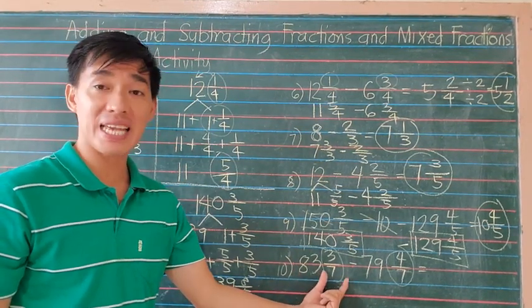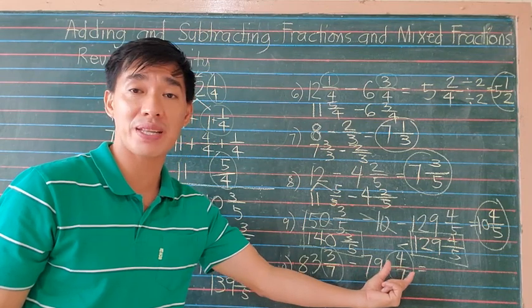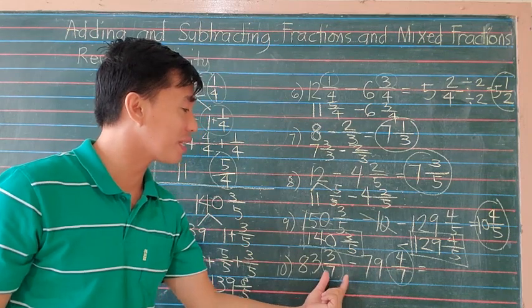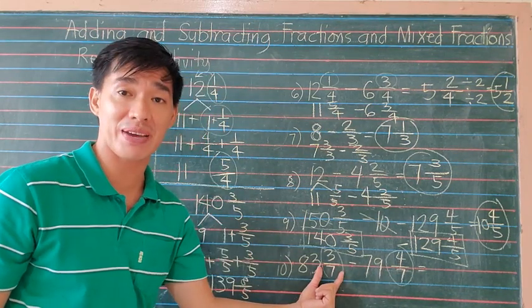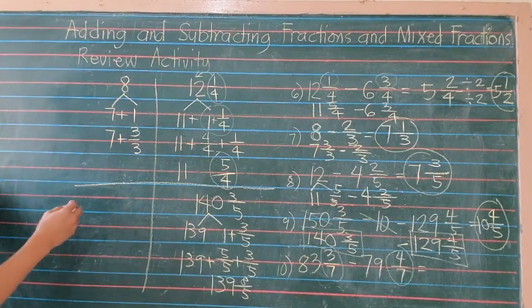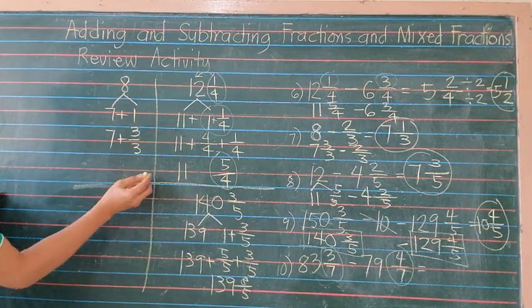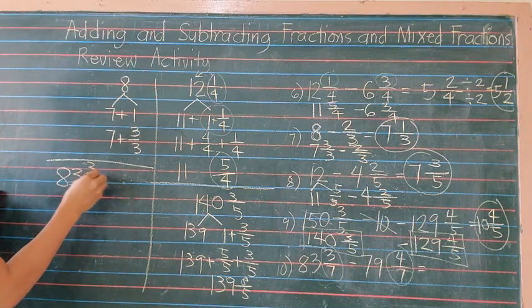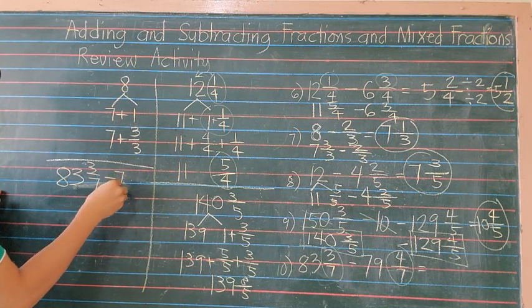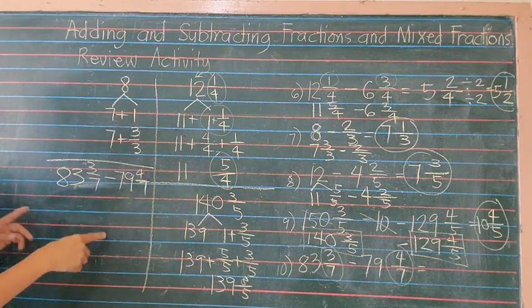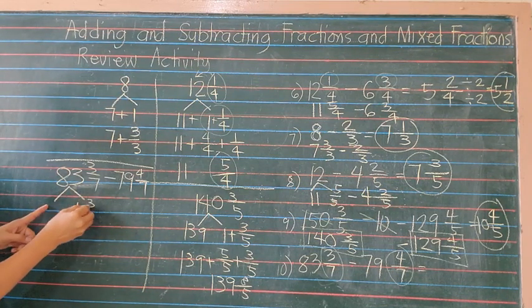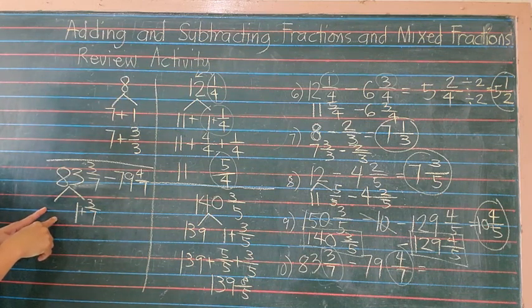That's 83 and 3/7 subtracted by 79 and 4/7. Remember that 3/7 is smaller than 4/7. So we could not subtract 4/7 from 3/7. So all we have to do this time is we will borrow once again. So for example, if we have here 83 and 3/7 subtracted by 79 and 4/7, so we will borrow 1 from 83 to be added to 3/7. Then what will be left here is 82.